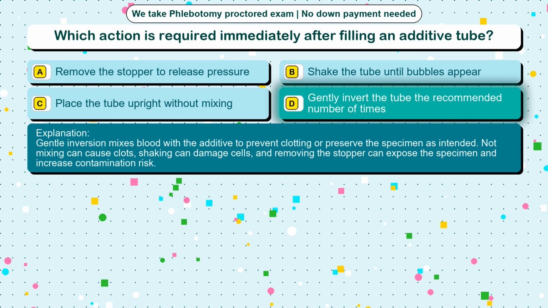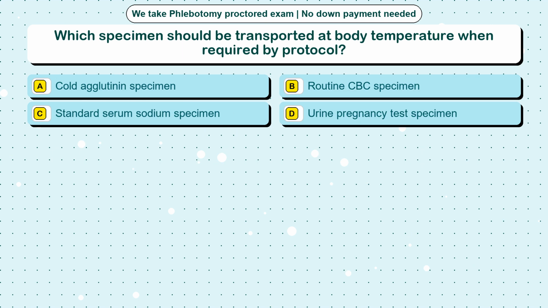risk. Question 17. Which specimen should be transported at body temperature when required by protocol? Option A, cold agglutinin specimen. Option B, routine CBC specimen. Option C, standard serum sodium specimen. Option D, urine pregnancy test specimen.